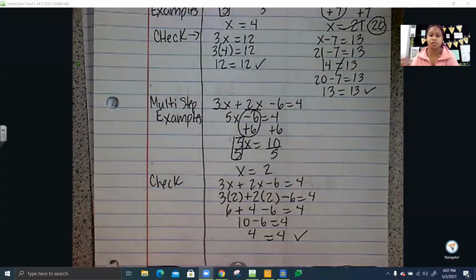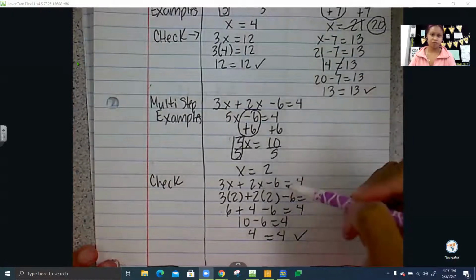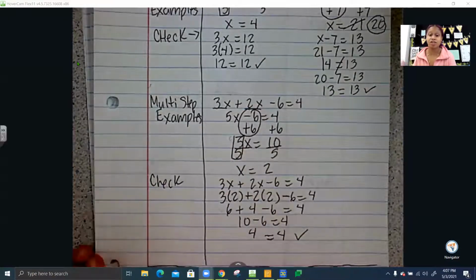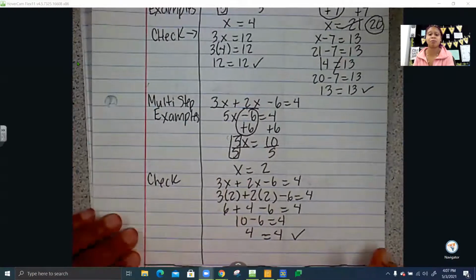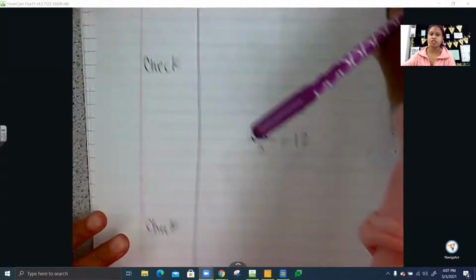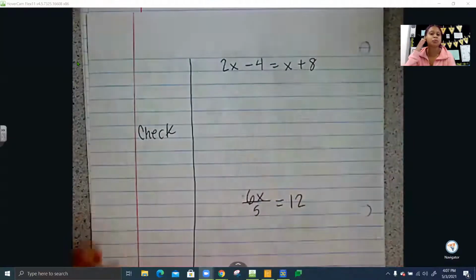So now this is multiple steps. First, you get a value and you figure out what that x is equal to, but then to check it, you just substitute it back into the problem, just like we did for evaluating expressions. All right, we're going to try 2 more problems just to get some extra practice.